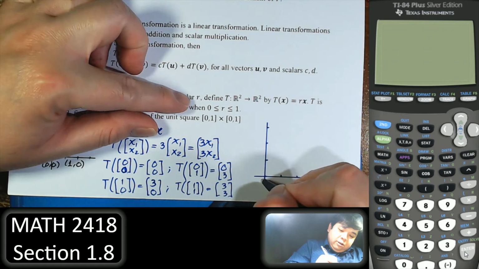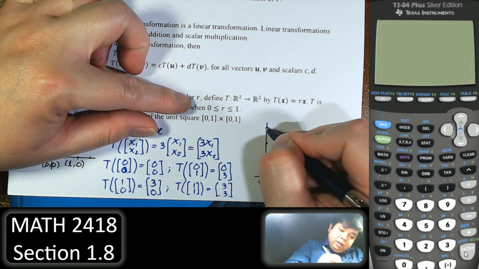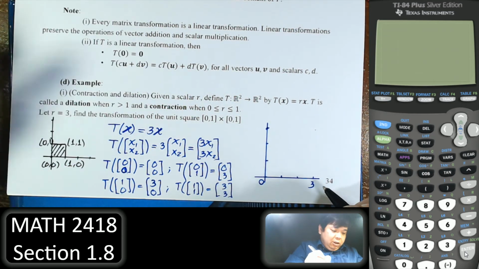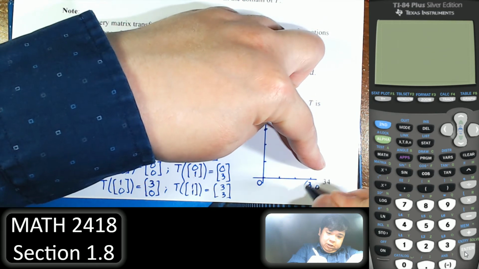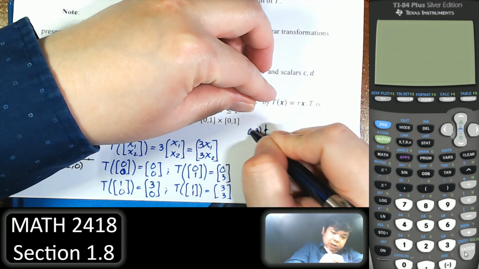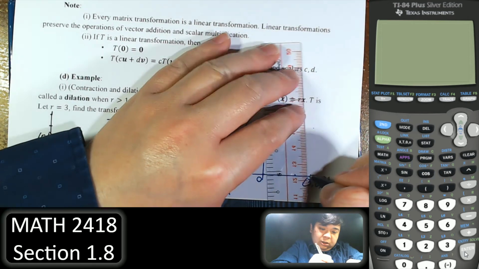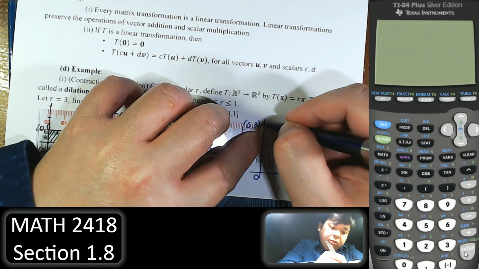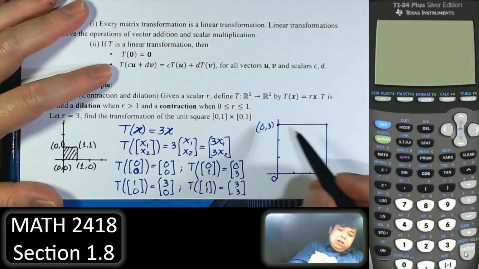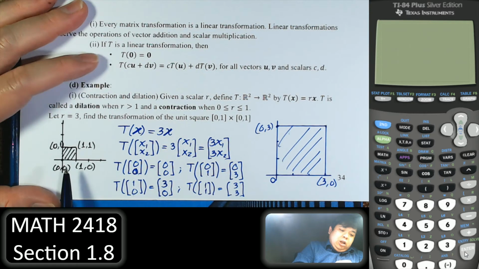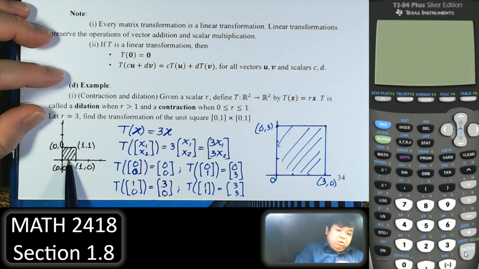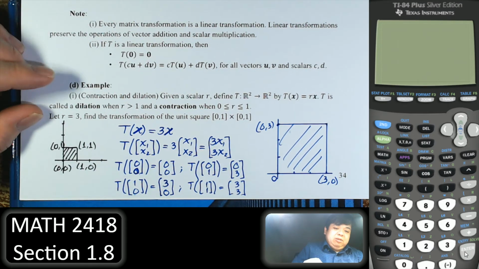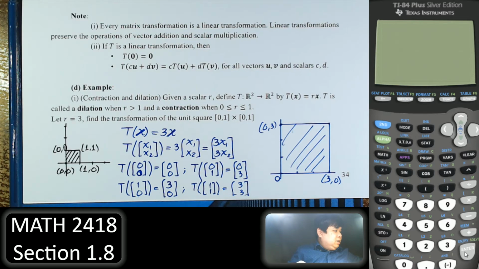We have 0, 0, 0 and 3. There will be 3, 3, and 3, 0. So the transformation turns this little square, the unit square, into a bigger square. That's called a dilation by a factor of 3. It's simple enough, right?